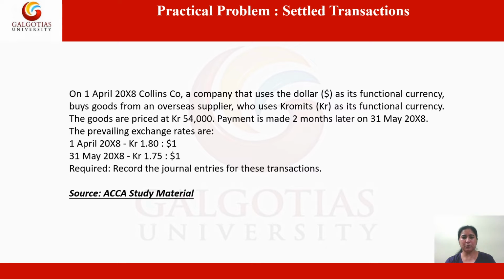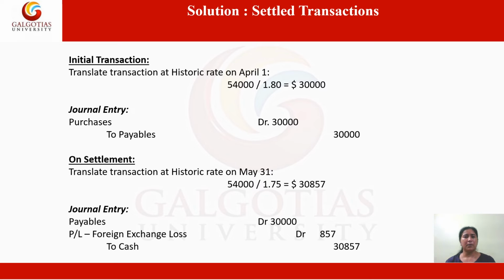On 31st May 2018, 1.75 krome equal to $1. Based on the given information, you are required to record the journal entry for these transactions. Based on the given information, we can identify that for the initial transaction, which took place on 1st April 2018, the exchange rate of krome against dollar is 1.80.